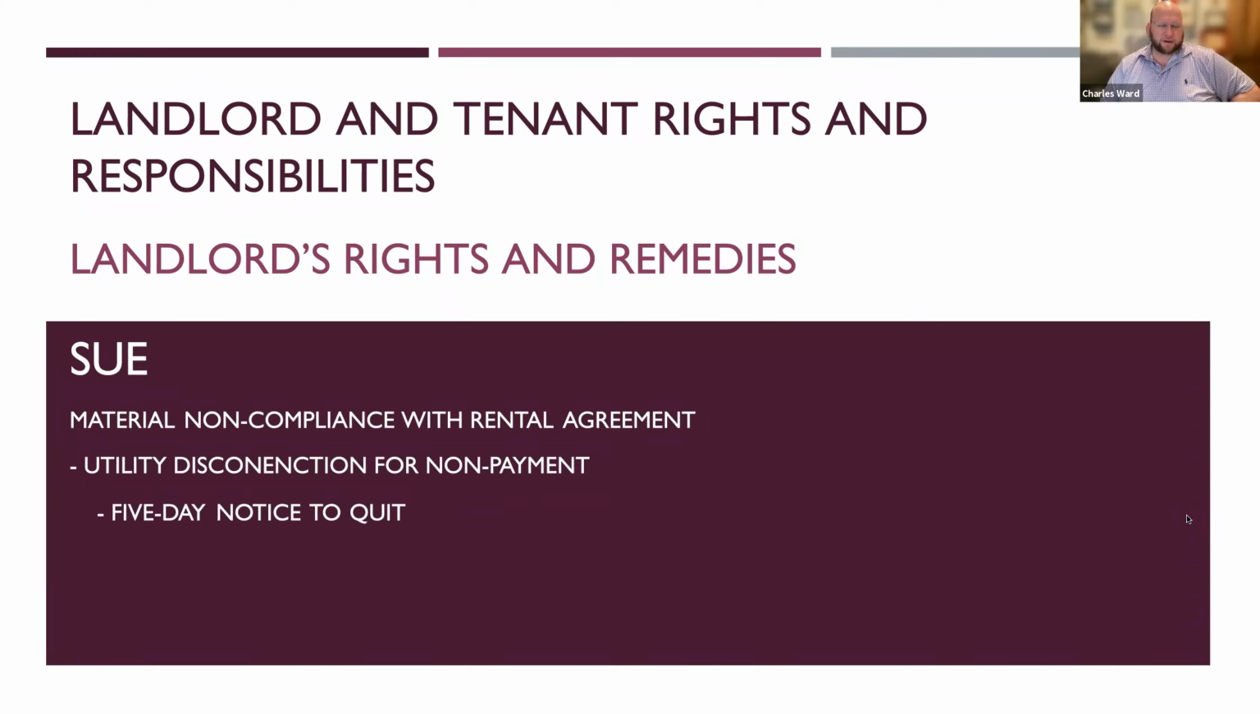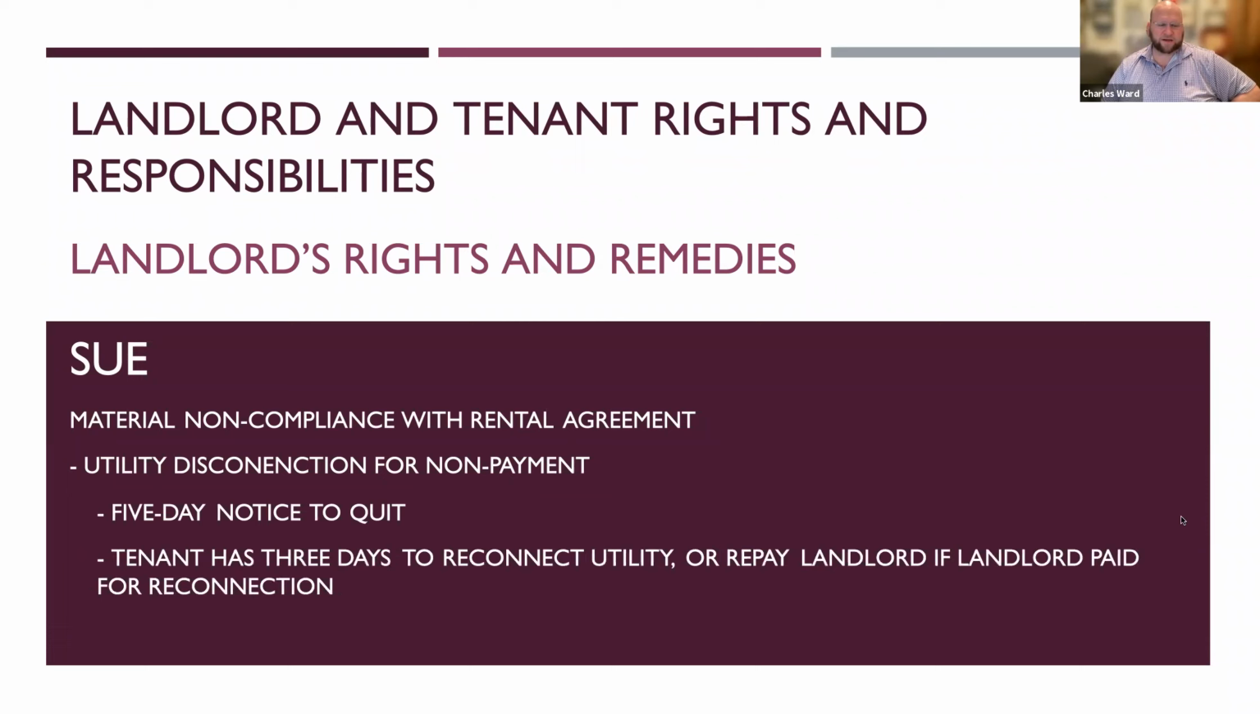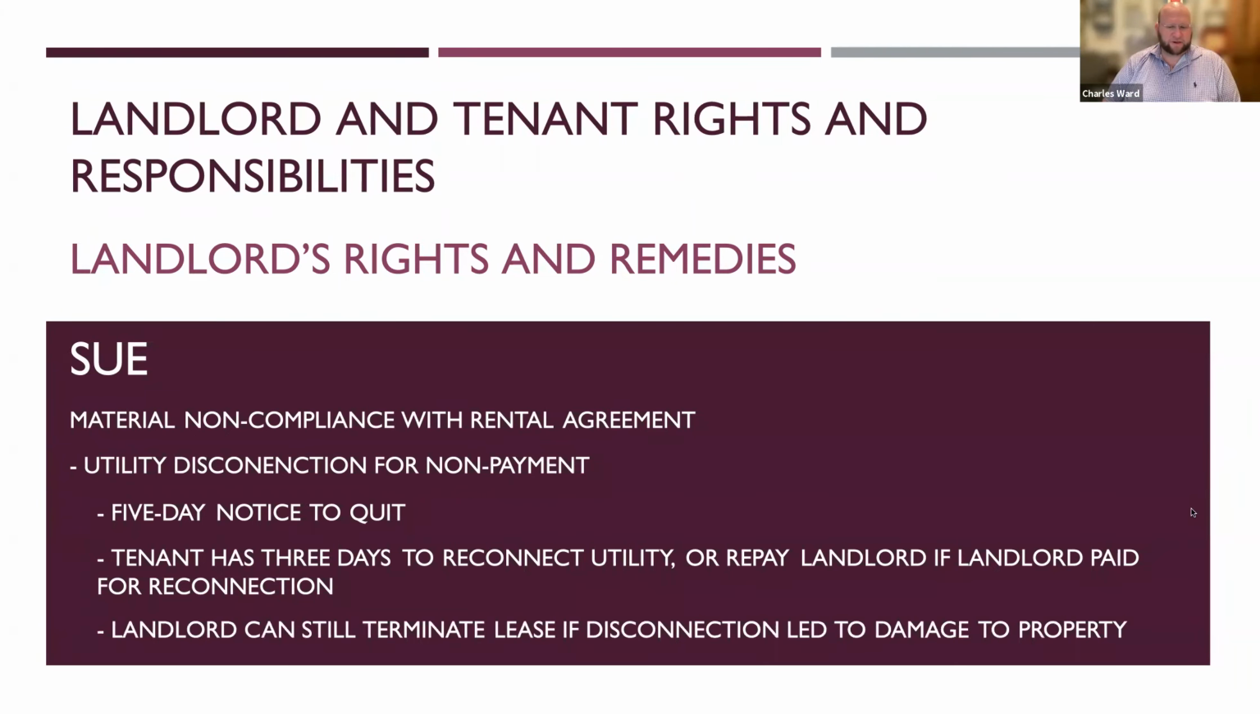In that instance, you would give a 5-day notice to quit, and the tenant would have 3 days to either reconnect the utility, or, if the landlord has gone in and paid it so that the landlord doesn't suffer damage to his or her house or apartment unit, then he would have 3 days to repay the landlord for the reconnection. If there has been a utility disconnect and there's damage to the property because of that, then the landlord can still go ahead and terminate the lease, and doesn't have to give the tenant an opportunity to cure the problem.